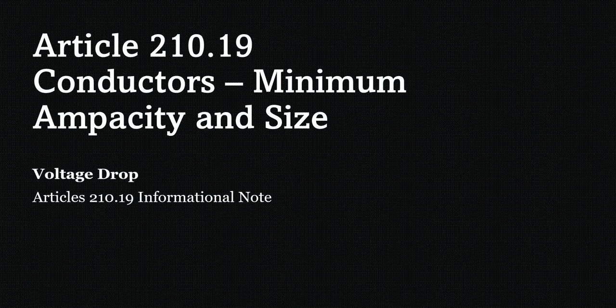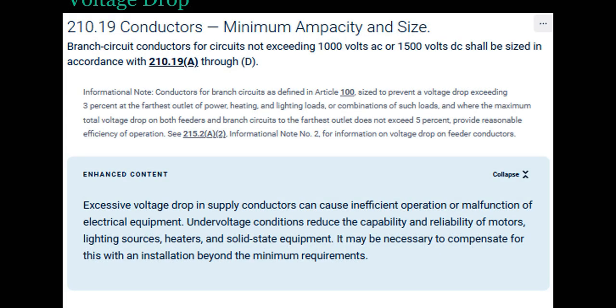Let's see, Article 210, voltage drop. One of the most misunderstood or neglected things, I think, in our trade. What I believe are the most neglected things are box fill, voltage drop, and really grounding and bonding. So minimum ampacity, 210.19 conductors. This is where it speaks specifically as to voltage drop.